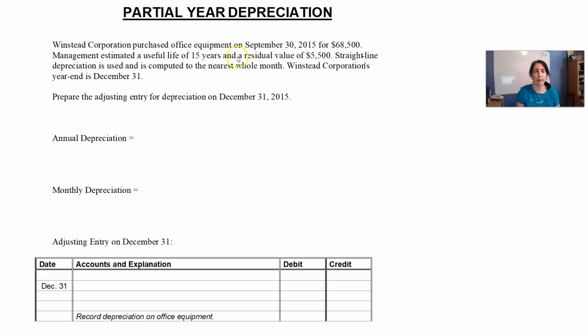So here we go. We've got all the information here, 68.5, useful life 15 years, residual value $5,500. So let's figure out what regular depreciation would be. Oh, there you go, 3 months. 68.5, right? Cost minus residual value divided by the useful life of the asset, 15 years. So 1 full year's worth of depreciation would be $4,200, but it's not 1 year.